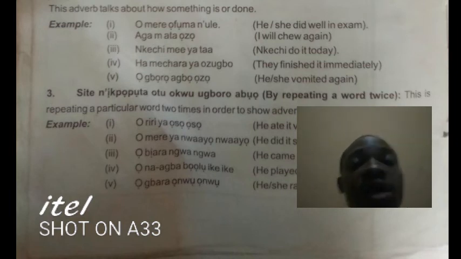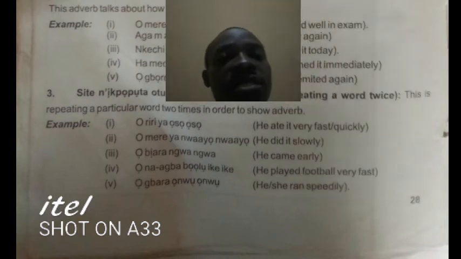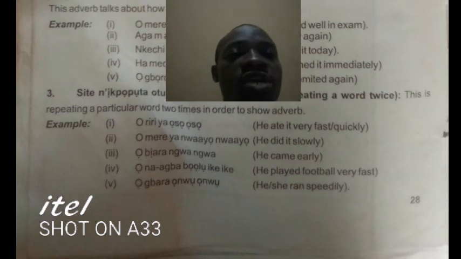Alright, let's look at another way you can use adverb in Igbo sentence. Site n'ịkpọpụta otu okwu ugboro abụọ. That is by repeating a word twice. Let's look at the example there. O riri ya ọsọ ọsọ. That means he ate or she ate. You can use she or he. Ate it very fast or quickly.